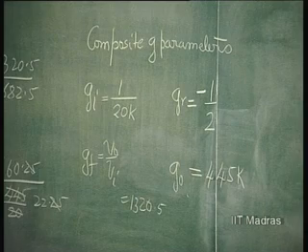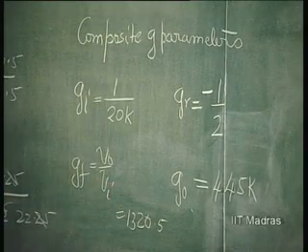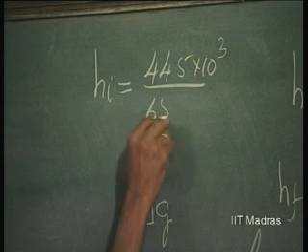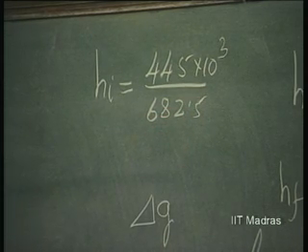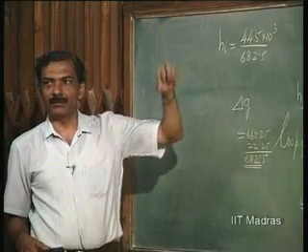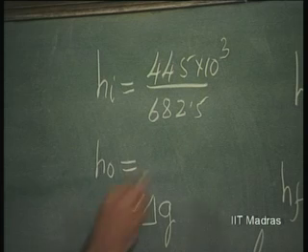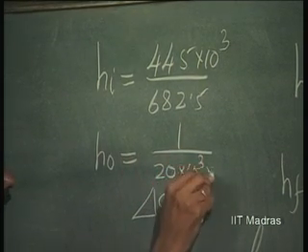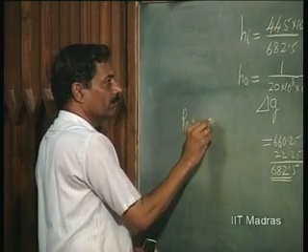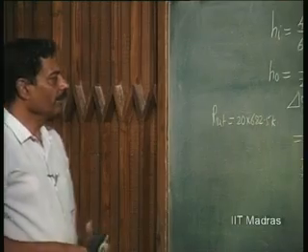Next, let us find out HI. HI is this 445 K divided by 682.5, less than 1 kilo ohm. This is going to be less than 1 kilo ohm. So the input resistance has come down drastically, it is becoming current controlled. Output H naught conductance is going to be 1 over 20 K into 682.5. So the output resistance R out is going to be 20 into 682.5 K, or of the order of mega ohms.